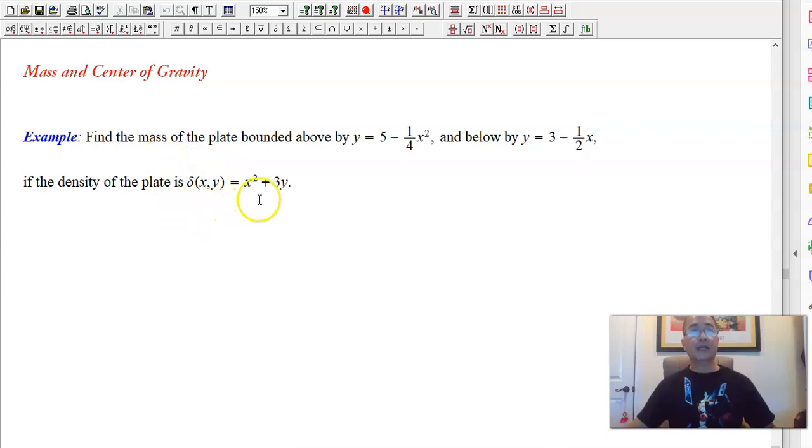All right, so let's jump into this example. I have this density function, x squared plus 3y, and the plate is bounded by an upside down parabola above, and by what looks like a line below. So we're going to go to GeoGebra for a minute, and we're going to sketch this region, and let's see what our plate looks like.